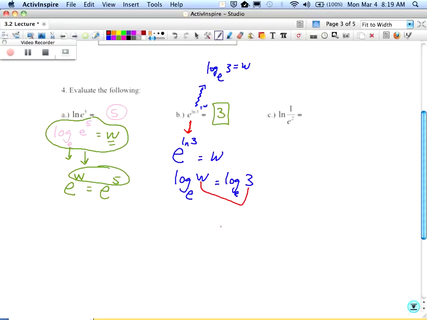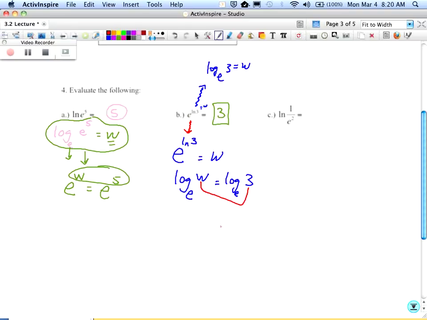That W is 3. Some of these get a little bit circular to me, and you can find yourself just spinning. But in both cases, A and B, to me, are using the inverse property. One's a logarithm of an exponential, and both the log and the exponential are the same base. Here, it's an exponential being raised to a logarithm, where both bases are the same. So, I don't know. Practice those.